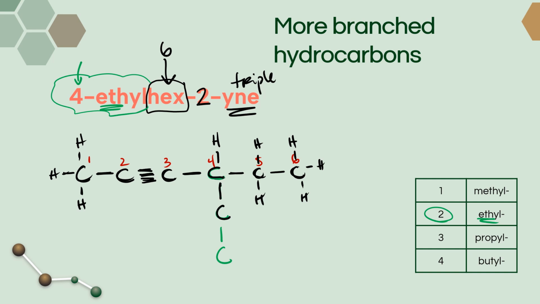This carbon has 1, 2 bonds right now. It needs 2 hydrogens. And this sad and lonely carbon, sitting way out here, only has 1 bond, so it's going to need those 1, 2, 3 hydrogens to fulfill that octet rule. And here we have 4-ethylhex-2-yne.